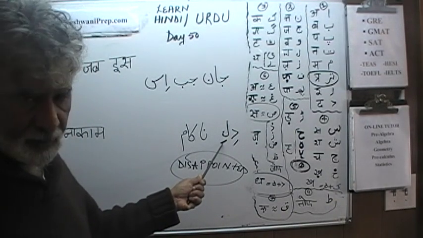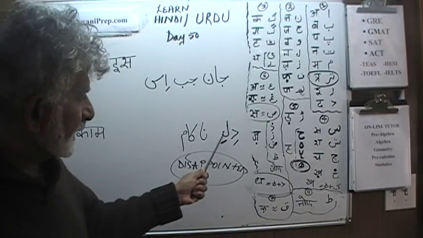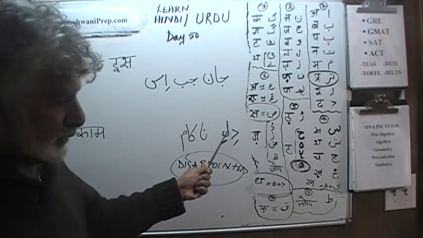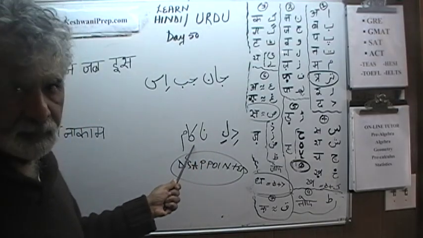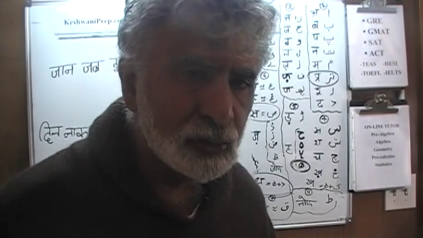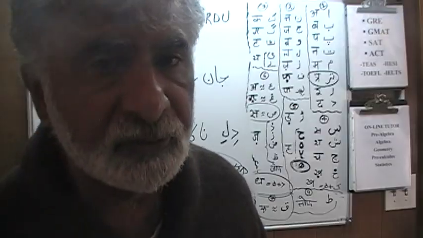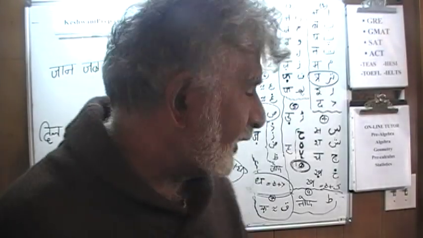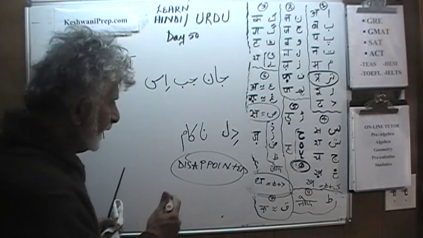This is not a zer. It looks exactly like a zer, but it is not a zer. It performs another function. It changes the sound of la. It changes the la into le. And now it becomes dile nakam. Dile nakam means useless, or rather disappointed heart. Dile nakam. That's how it's read. And what converts dil, la into le is this part.